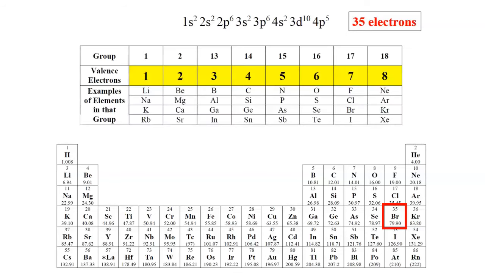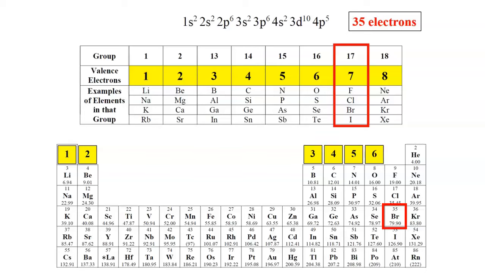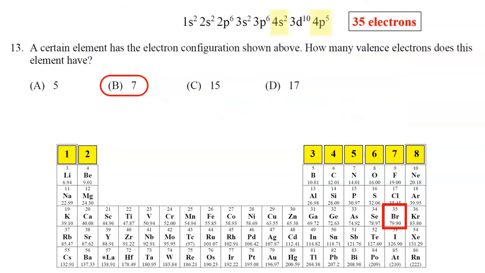And then in your packet entitled Valence Electrons and the Charges on Ions, you learned this pattern for valence electrons, that as I move from left to right across the periodic table, we have 1, 2, I'm skipping that middle section of the periodic table, and then we have 3, that would be group 13, and then 4, 5, 6, 7, 8. So now you can see that since bromine is located in group 17, it would have 7 valence electrons. So that's another way to determine that the correct answer to question 13 is choice B, 7.